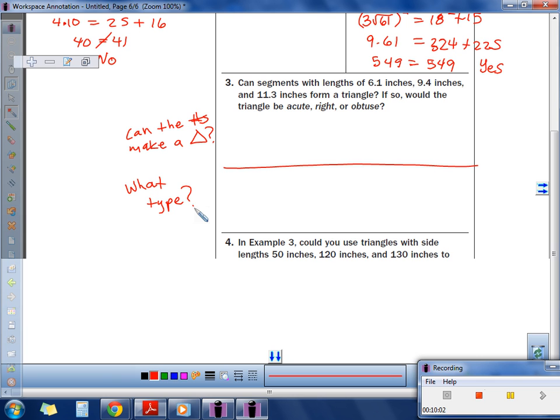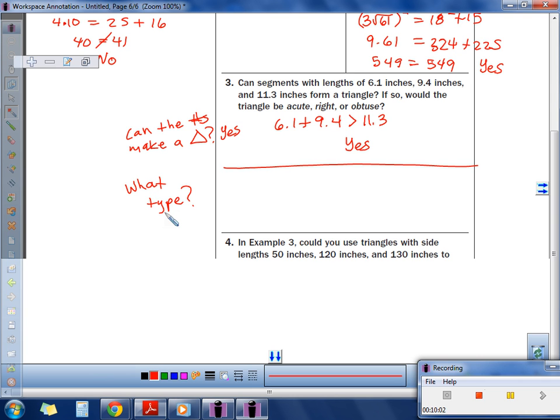So first off, can they make a triangle? There was a trick. I said add the 2 smaller numbers. So that would be 6.1 plus 9.4. I'm not squaring these terms, but I want to see, do they add to be bigger than 11.3? Yes. So can they make a triangle? Yes. Since that is a true statement, we can say yes.